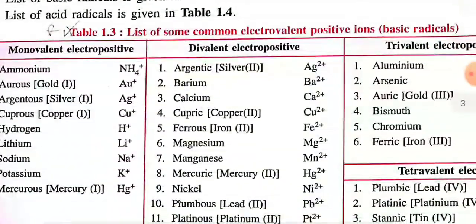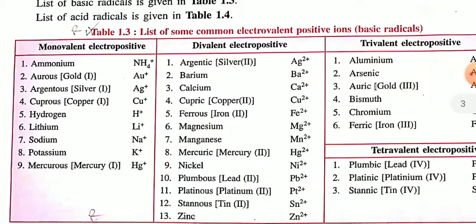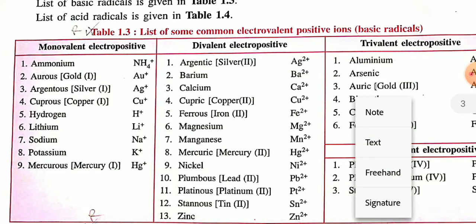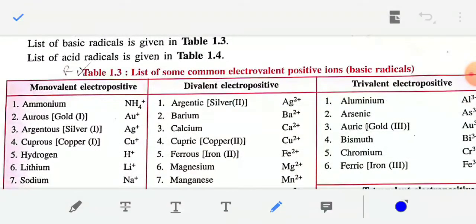So first see this table. In table 1.3, list of some common electrovalent positive ions. That means in this table, some common examples of basic radicals are given. You have to read this table properly, very important table.